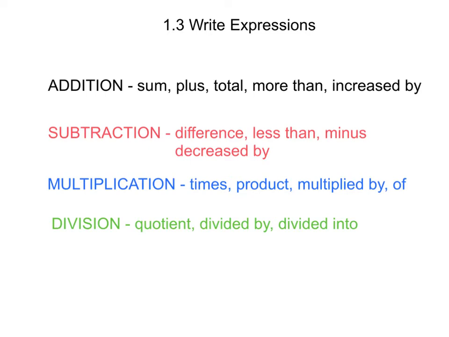Keywords for multiplication are times, product, multiplied by, and of. Of is a big one. The further you go in math, the more you're going to see the word of implied for multiplication. Division, they will use quotient, divided by, and divided into.